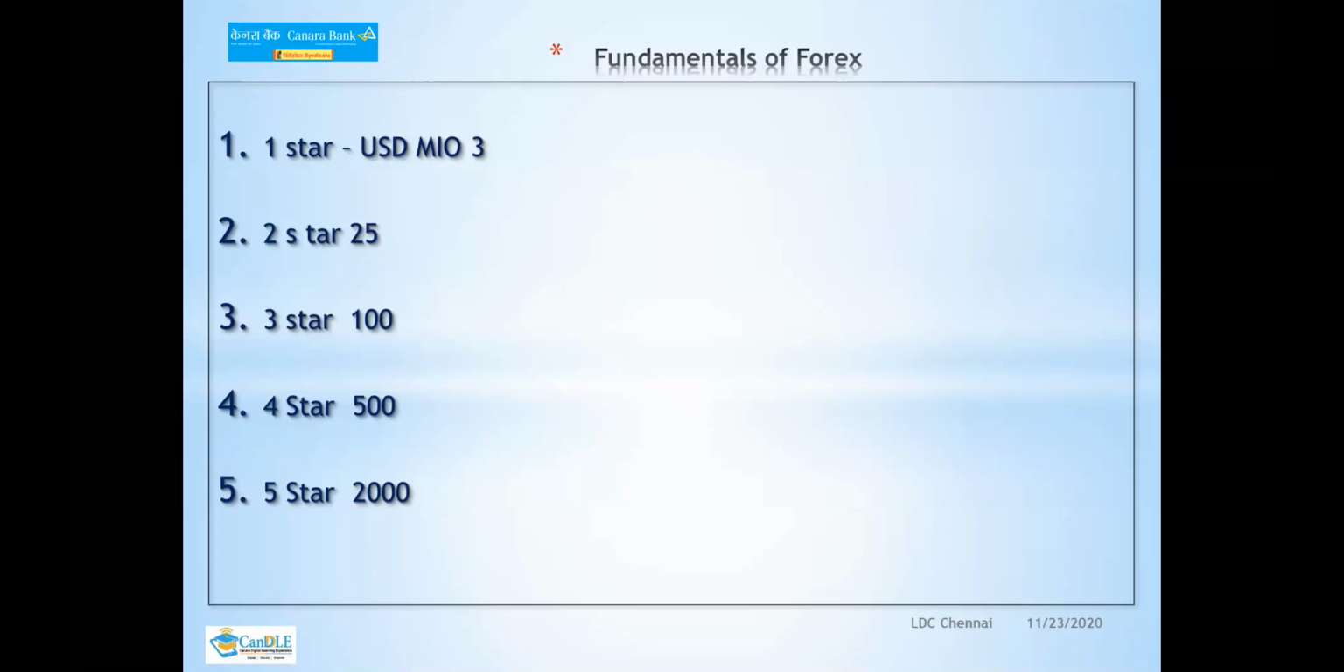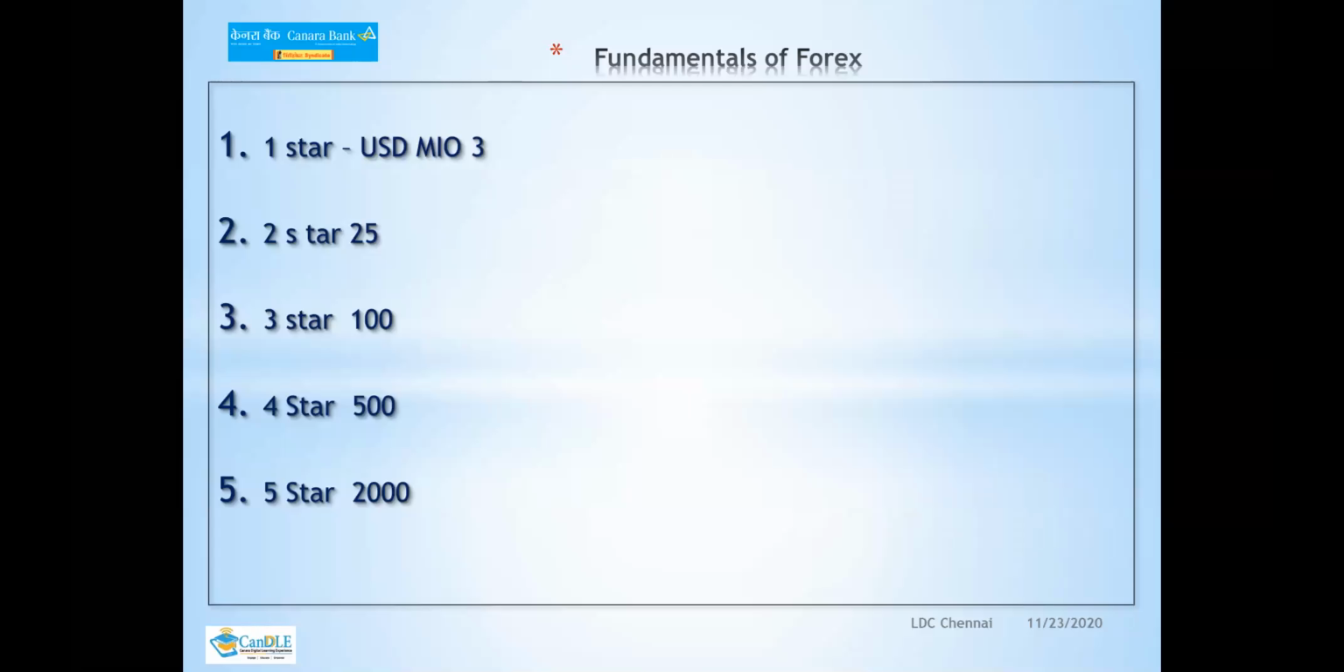If the party is exporting up to 3 million in the last financial year, he will be given a 1-star rating; up to 25 million, his rating is 2-star; 100 million, 3-star; 500 million, 4-star; and 5-star means 2,000 million. Because basing on the star rating, a lot of privileges are given. You simply remember: first is 3, then 25, then 25 into 4 is 100, 100 into 5 is 500, into 4 once again is 2,000. So up to 3 million USD, 25 million USD, 100 million USD, 500 and 2,000 million USD, you are getting the star status, export house status, first 1-star house.